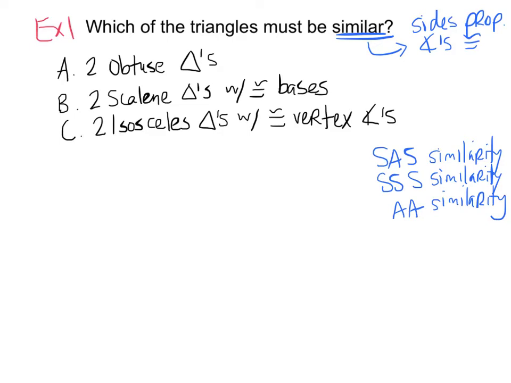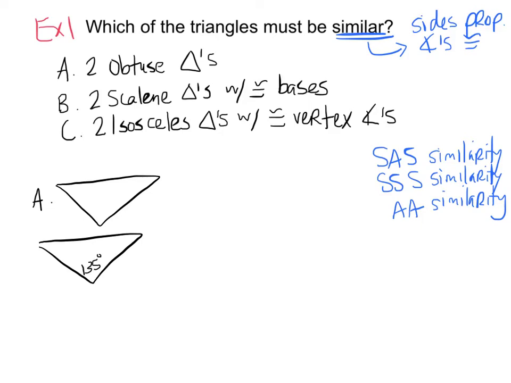Now for this problem, they've given us 3 options. We're going to go ahead and draw a picture of all 3 and see if we can prove one of these theorems. So the first one says A, 2 obtuse triangles. So let's see if we can draw 2 obtuse triangles. So here's one, here's another. I'm going to say that this one is 135 degrees, and this one is 150 degrees. Both are obtuse triangles. But that gives me 1 angle but not 2, so I'm going to go ahead and say no to A. I can't use one of these theorems to prove that the 2 triangles are similar.